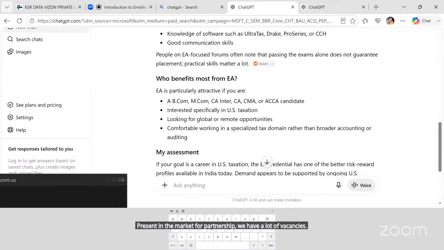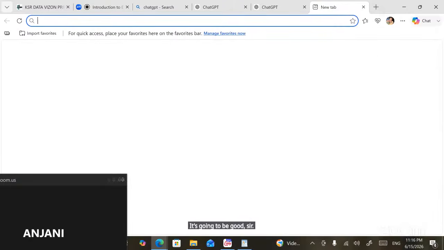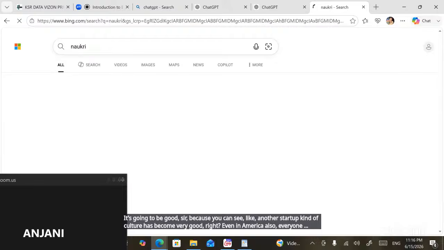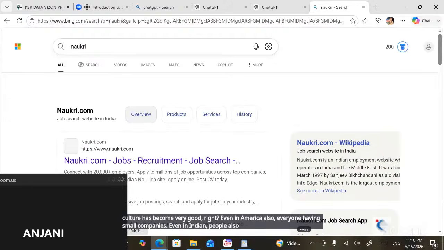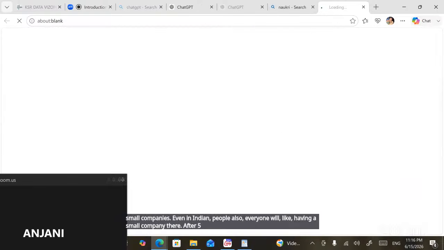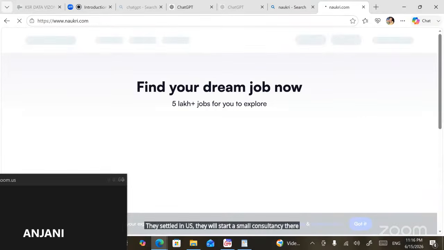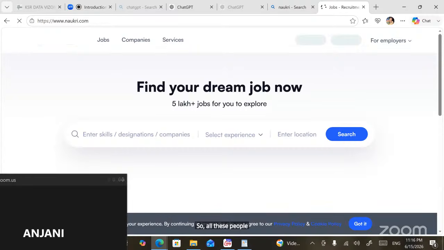Search in LinkedIn and Naukri. That's going to be good because you can see the startup kind of culture has become very huge. Even in America, everyone has small companies. Even Indian people, after 5 to 6 years, once they settle in the US, will start a small consultancy there. So all these people need tax filing, sir.